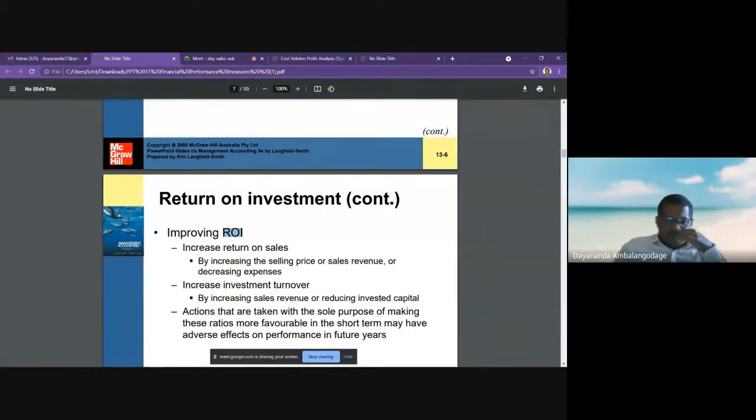By December, January if it is March, you are counting here. If it is March, deferred. When you defer expenses, you are decreasing the expenses. You can manipulate the ROI.